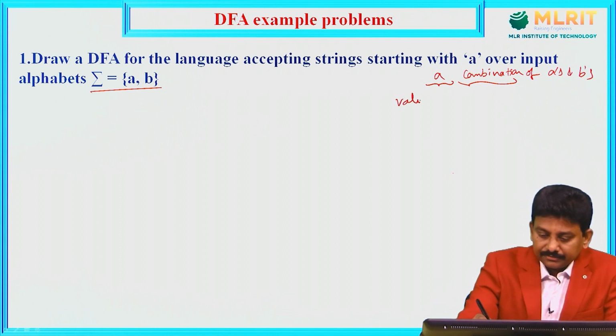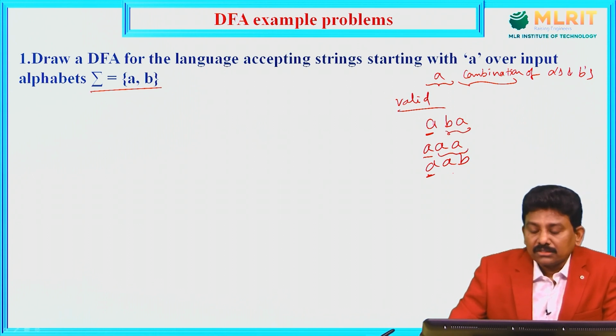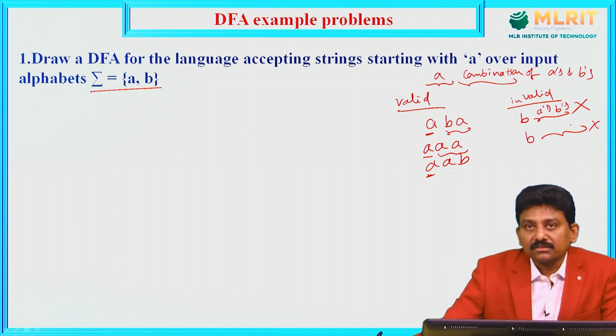Valid strings are A, A B, A A, because the first symbol is A. The last symbol may be anything. From the second position, the symbol may be anything. The first symbol must be A. Invalid strings are those where the string begins with B. After that, any combination of A's and B's is invalid. If the first symbol is B, there is no need to see the next symbols.